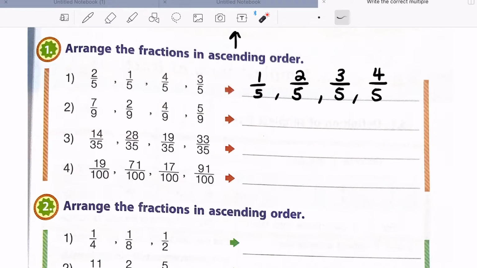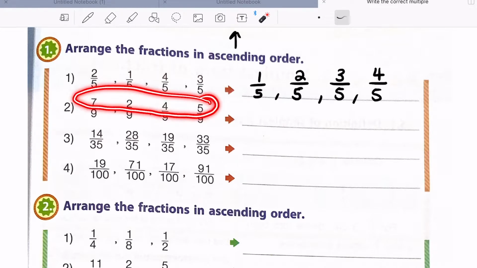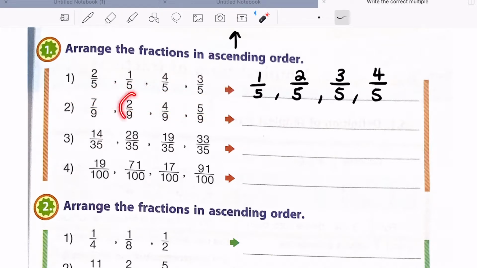So let's take a look at number 2. Here we have 7/9, 2/9, 4/9, and 5/9. They all end with 9 as the denominator. So we can just look at the numerator. So what is the smallest one? Here we can see 2, right? So we're going to write 2/9.